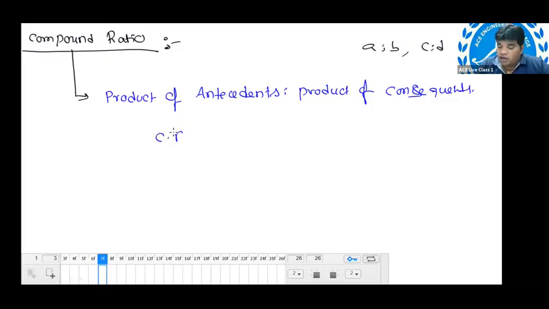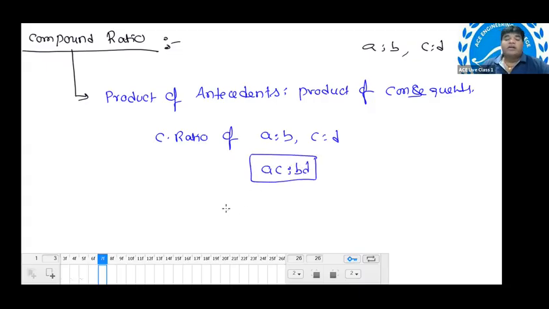So the compound ratio of A is to B, C is to D is AC is to BD. AC is to BD means the product of the left side numbers is to the product of the right hand side numbers. The product of the left side numbers is called antecedents. The product of the right side numbers is called consequents.